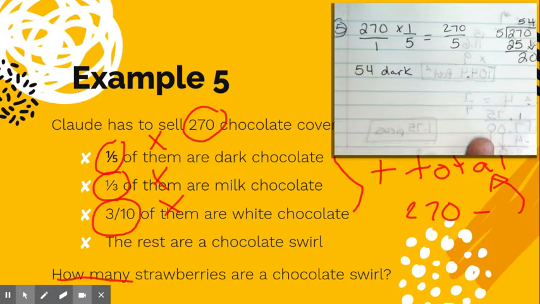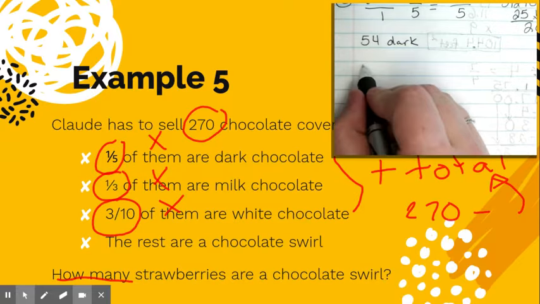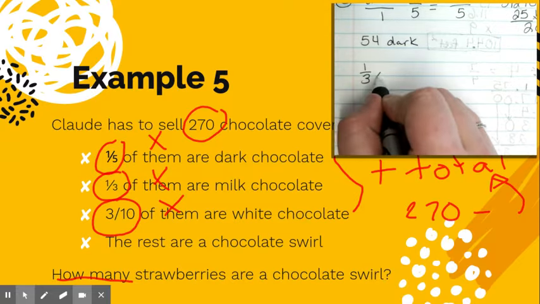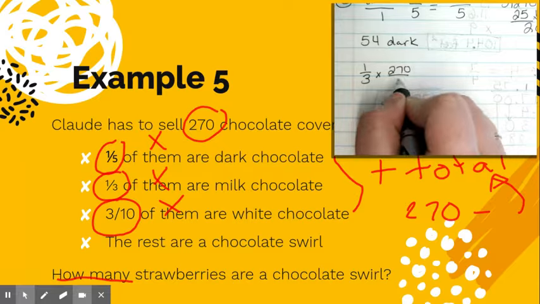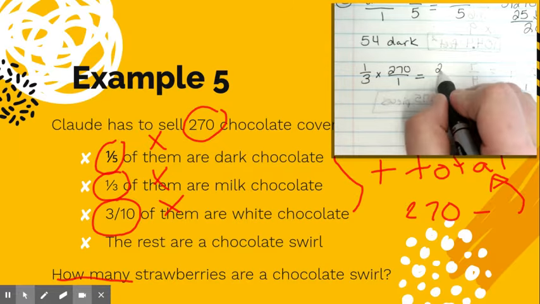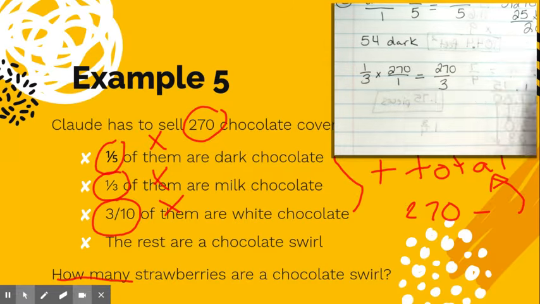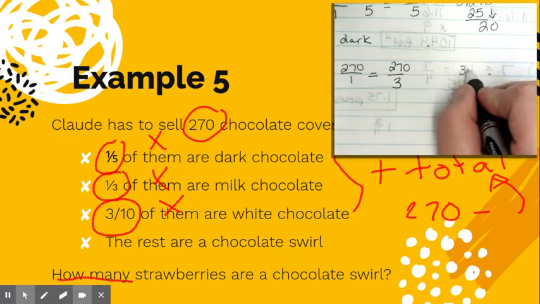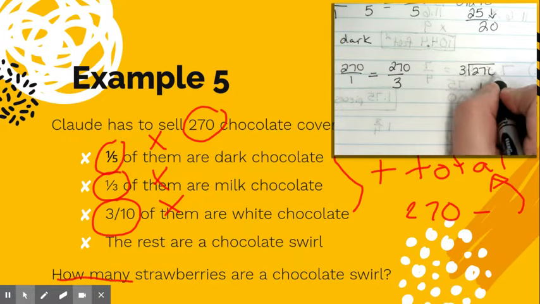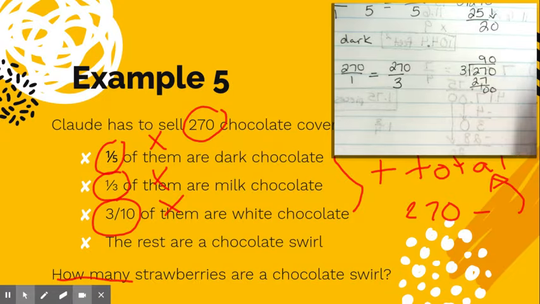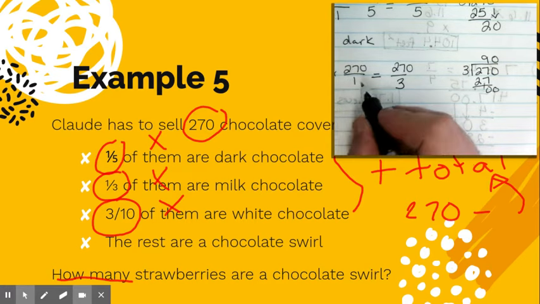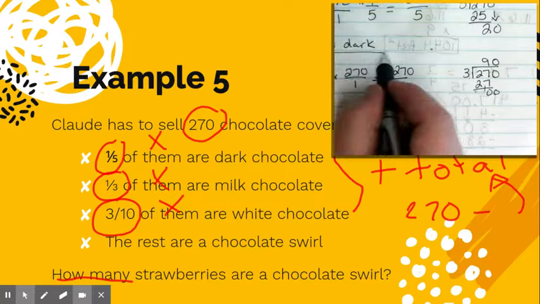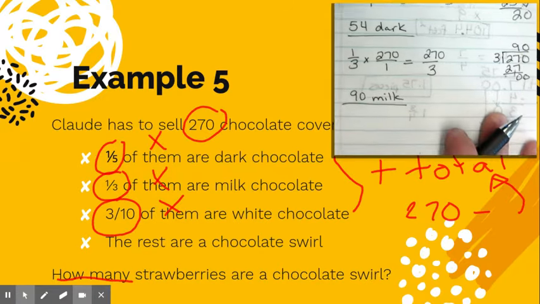Okay. And then I'm going to do 1/3 of 270. Okay, and that gives me 270 divided by 3. So now I'm going to do 3 goes into 270. Okay, 3 goes into 27 9 times. That's 27 and then 0. So 90 are milk chocolate. Okay, so these are our important numbers that we need to remember, 54 and 90.